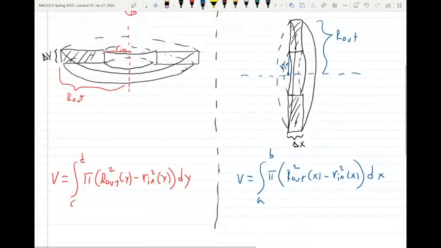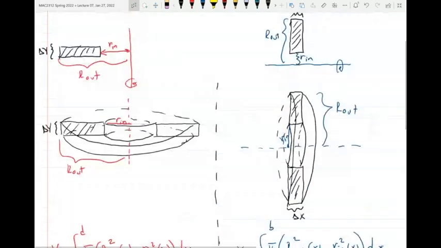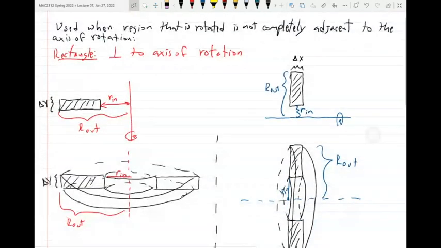And when do you use it? Your rectangle has to be perpendicular to the axis of rotation, and there has to be some sort of separation between your rectangle and the axis at some point. If it's always touching the axis, then you use the disc method, because there is no hole, so there's no r in in the picture. All right, questions about these formulas?